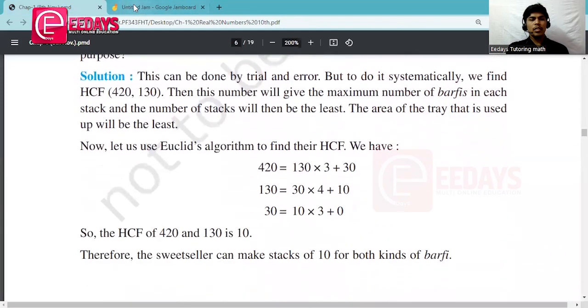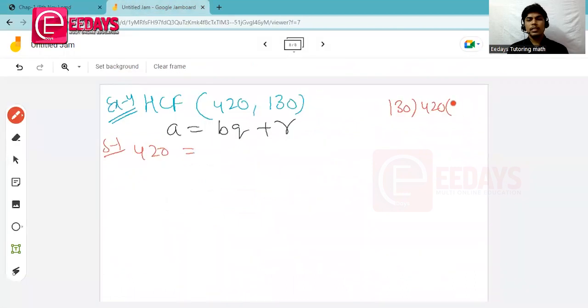Yeah. So here 130 times 3, you'll get 390. So the remainder is 30. Okay, I'm doing it here once again. I'll just do it in a brief manner, then you will understand the concept really well. Let's erase this.